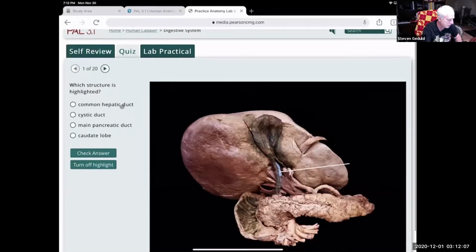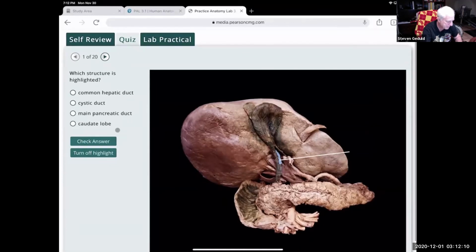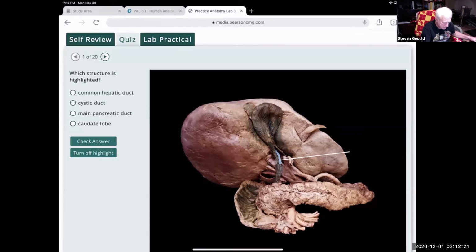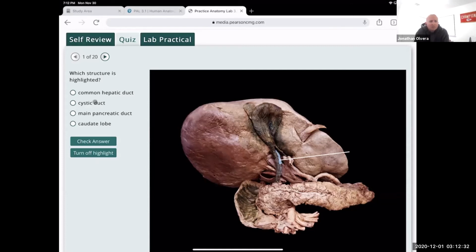All right, so quiz. What structure is highlighted? That's a different one. Right? What's that? Cystic duct. The cystic duct or the, it's hard to tell because this is the cystic duct, which feeds into the gallbladder. This looks like it's coming from behind the gallbladder. So it looks like it's not the caudate, main pancreatic duct, cystic duct, common hepatic duct. I would say cystic duct or common hepatic duct. I'd say one of those two.